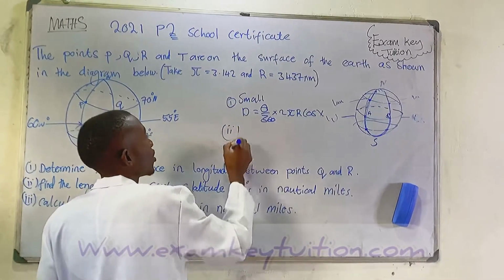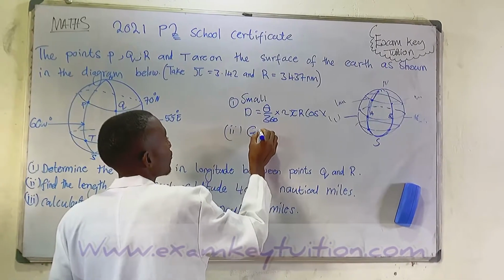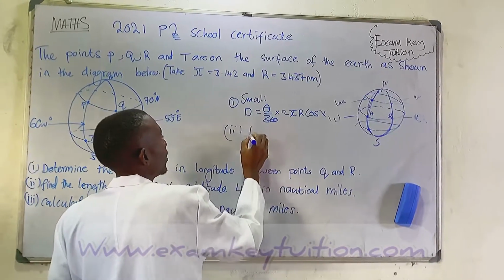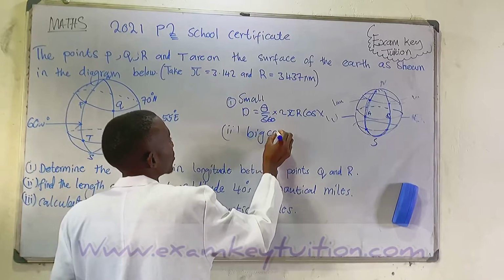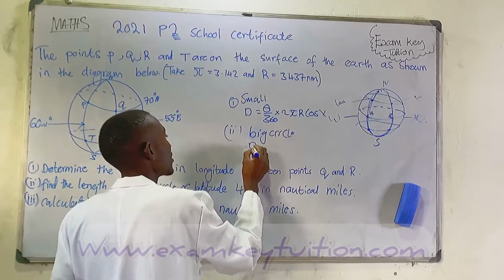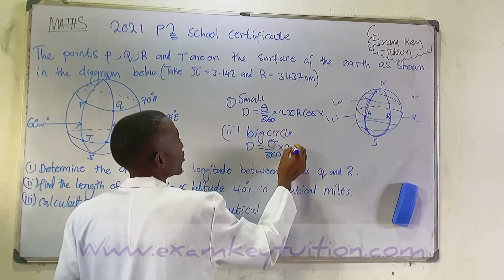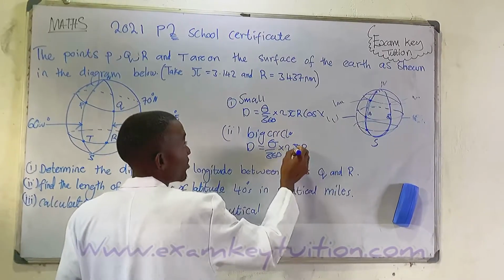You have this formula for big circles, which we call great circles. So for big circles, you have this formula. Distance is equal to what? You have theta over 360 degrees multiplied by 2 pi r. That's all for big circles.